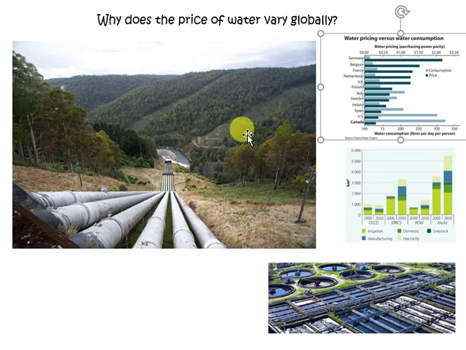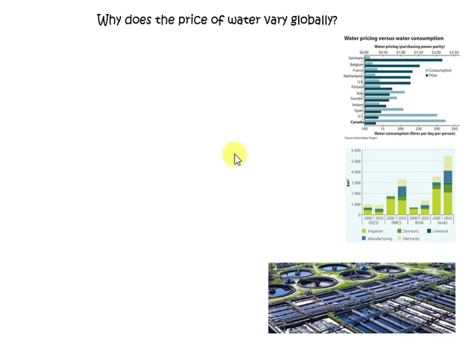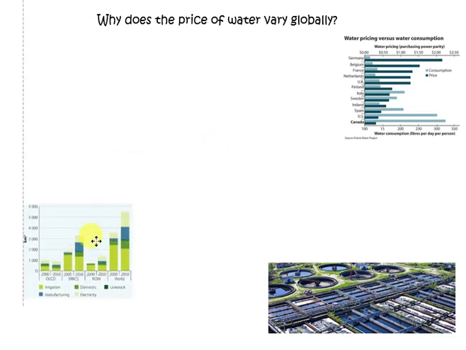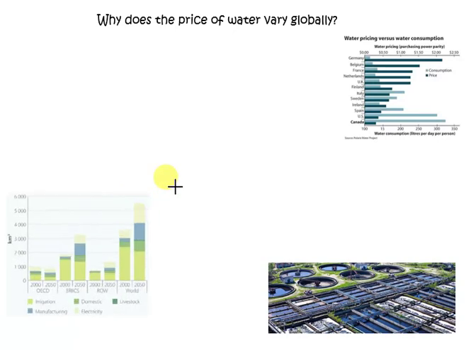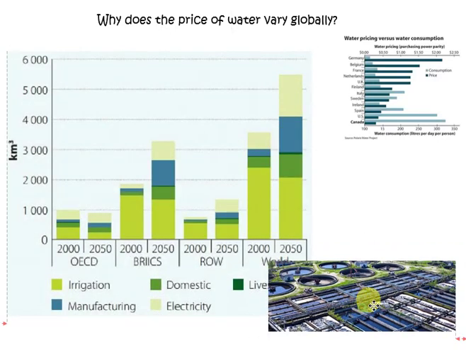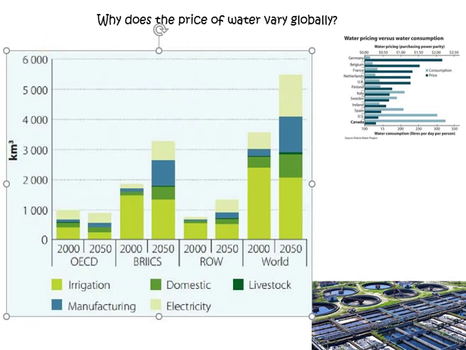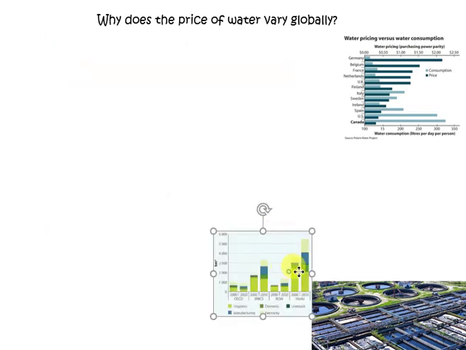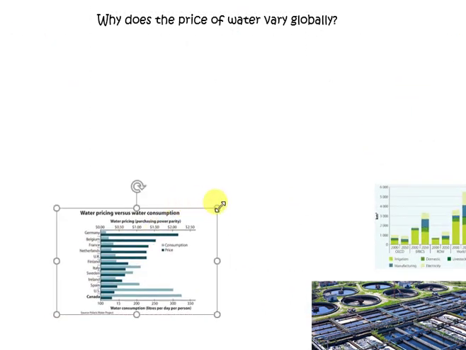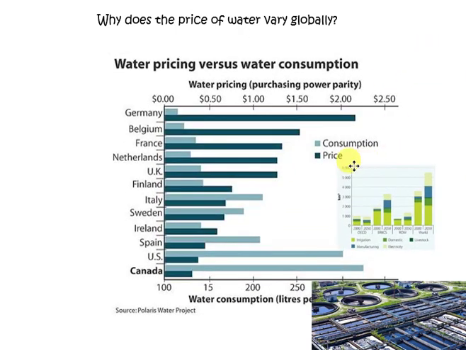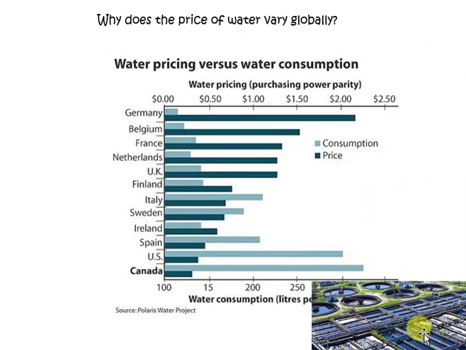That's one. Two, it's economics. It's a case of supply and demand. If a country is rapidly industrialising and the demand for water is increasing, then obviously the price is going to increase. Let's have a look. So it's a combination of supply and demand.